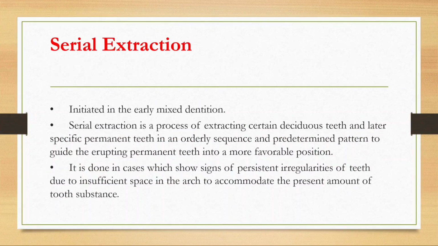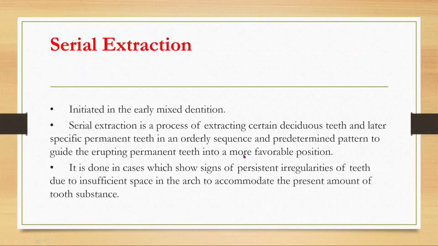Serial extraction is initiated in the early mixed dentition and it is a process of extracting certain deciduous teeth and later specific permanent teeth in an orderly sequence and a predetermined pattern to guide the erupting permanent teeth into a more favorable position. Okay, so we are guiding the teeth into a favorable position by creating a sequence of extraction of teeth.